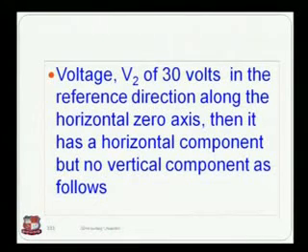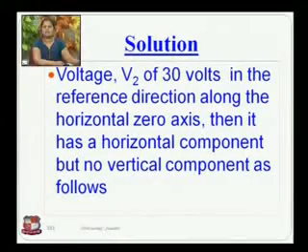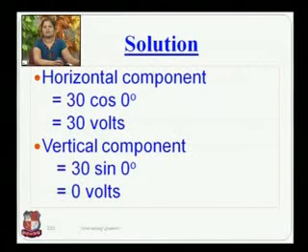So voltage V2 of 30 volt is in the reference direction along the horizontal 0 axis, so it has a horizontal component but the vertical component is 0. As we discussed earlier, if any vector is placed on the coordinate axis, then the other component will be equal to 0. Now the horizontal component is equal to the magnitude of the vector, which is 30, into cos of the given angle. Now the angle for the reference axis is 0, so 30 cos 0, so the value is 30 volts. Same way for the vertical component, it is placed on the x-axis, so the vertical component is 30 sin 0, which gives you the 0 value.